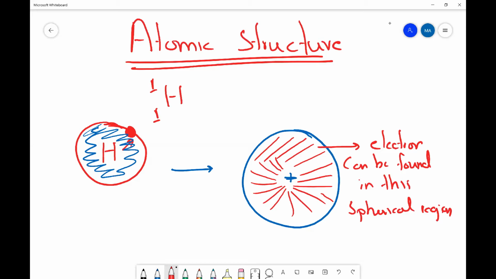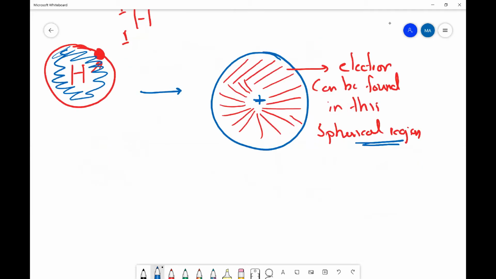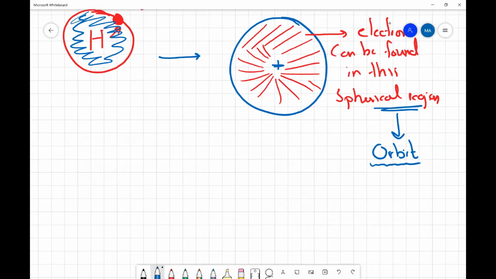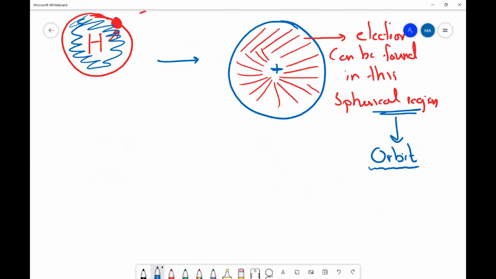And this spherical region is also known as the orbit. We call it the orbit of an electron. Okay, so what are atomic orbitals? An atom can have more than one orbital, more than one orbit. This is just one example here. So atomic orbitals, you should know about these orbitals.